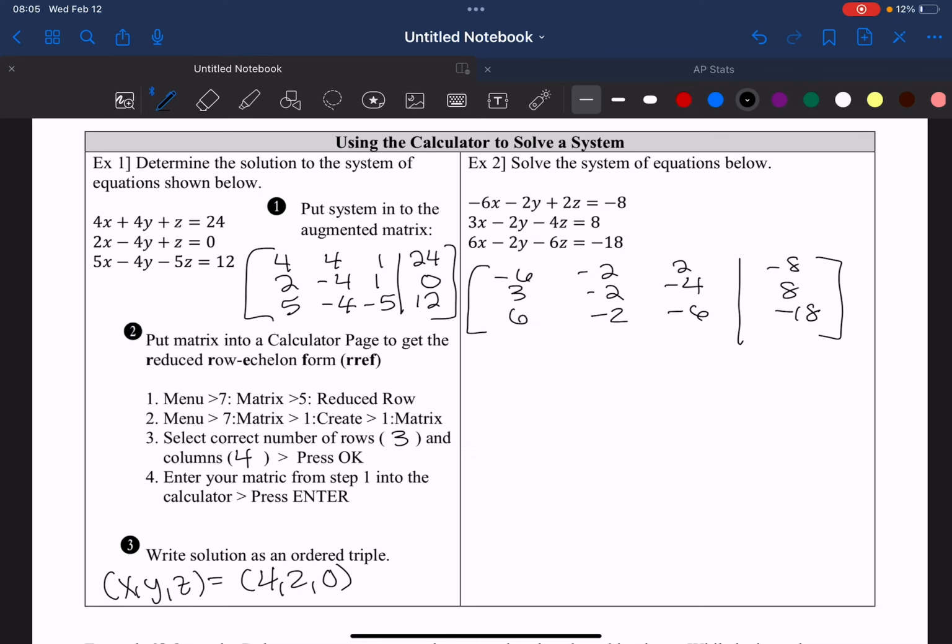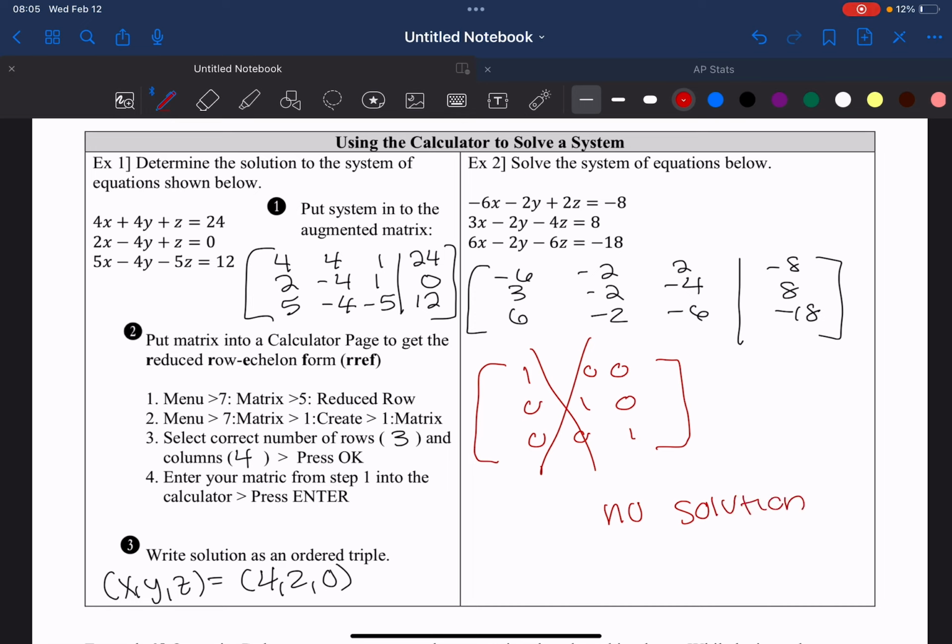And what you should notice is that when you put this into your calculator, you're not going to get that perfect identity matrix, meaning you're not going to get something that looks like this, the 1, 0, 0, 0, 1, 0, 0, 0, 1. You're not going to get this. What you're going to end up getting is a false statement. Remember, if we have a false statement, that means our answer is no solution. So this system of equations does not have a solution.